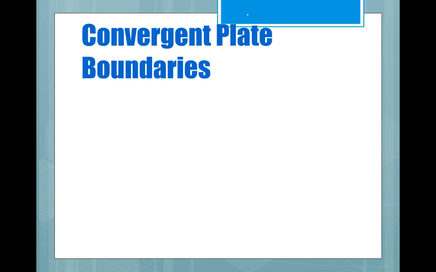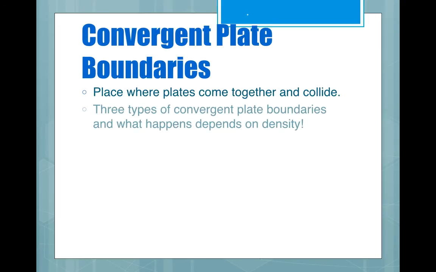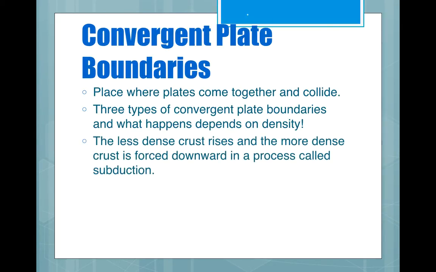Convergent plate boundaries. These are where plates come together and collide. There are 3 different types of convergent plate boundaries, and what happens at each convergent plate boundary really depends on the density of the plates. Just like we had density differences when we talked about thermal expansion and heat, less dense stuff rises, more dense stuff subducts, or is forced downwards.